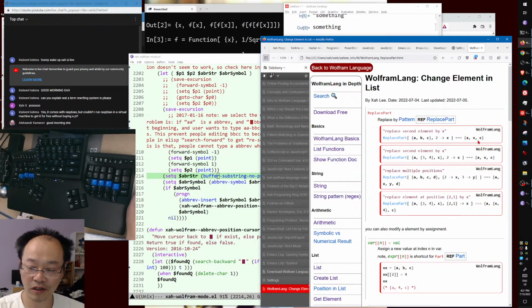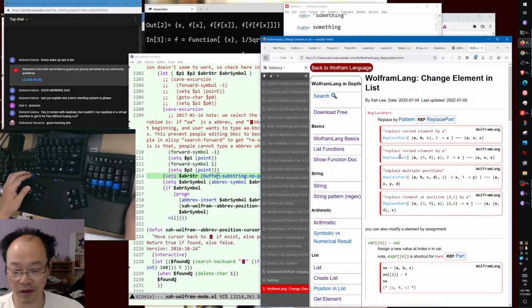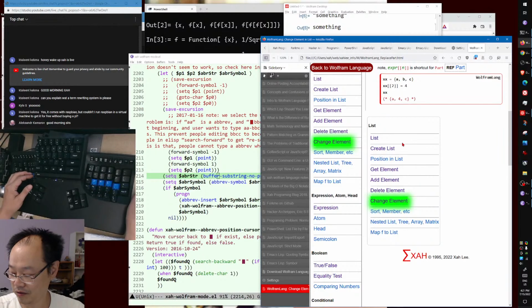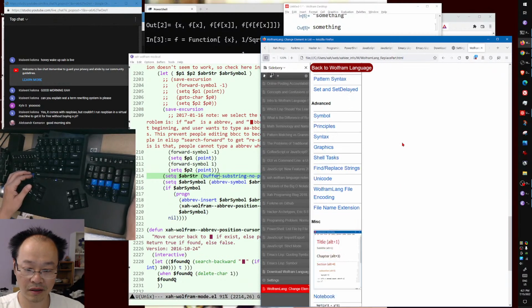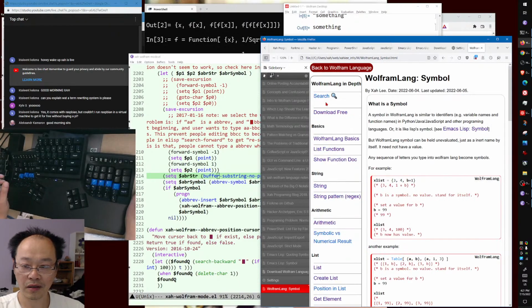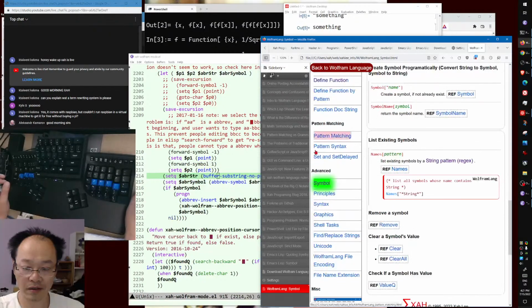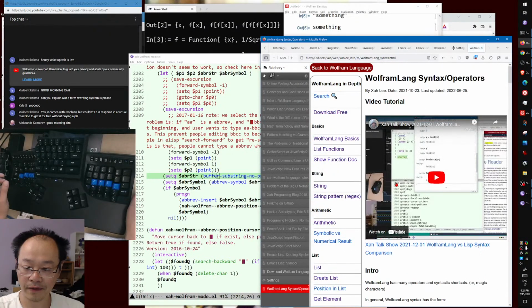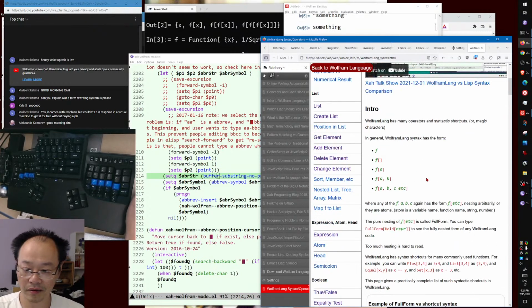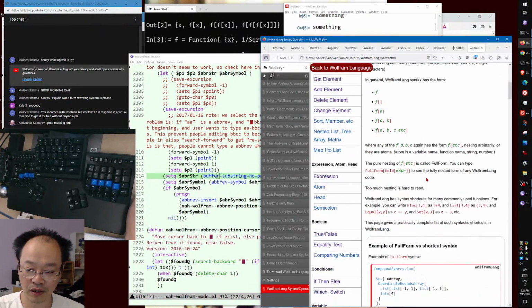So the Wolfram Language has the concept of shortcut syntax. Let me show you where. This is a principle of the Wolfram Language. So, symbols, not here, syntax. I did a video dedicated to that topic, in particular in comparison to Lisp.